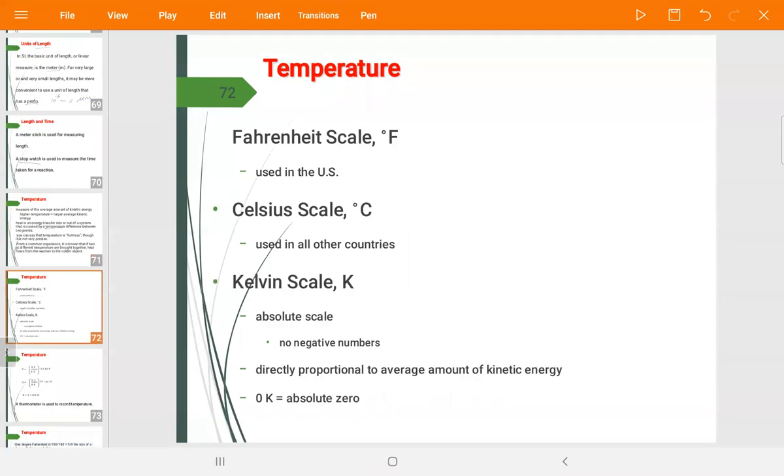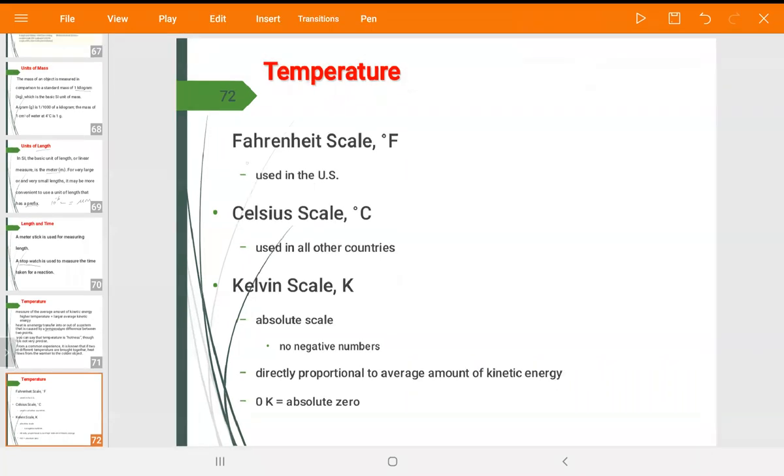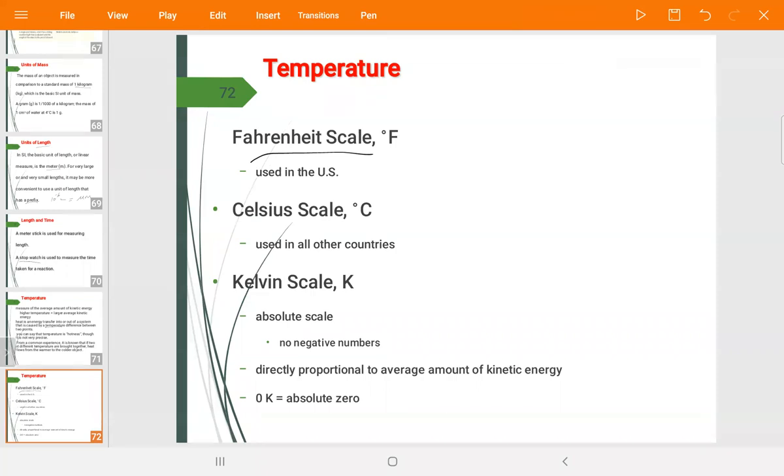Now there are three different scales that are used to measure temperature. The first one is Fahrenheit, which is commonly used in the United States. The other is the Celsius scale, which is used in all other countries other than the US. And the third scale is the Kelvin scale, which is used in scientific communities. So for example, when you write or report a lab or when you publish a paper, the temperature at which the reaction or other important things happen should always be expressed in Kelvin. So this is mainly used in science literature.